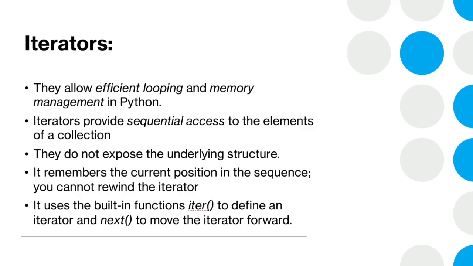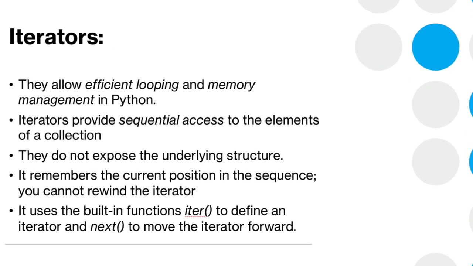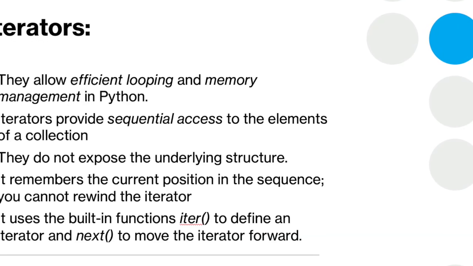Iterators provide sequential access to the elements of a collection. They do not expose the underlying structure. It remembers the current position in the sequence. You cannot rewind the iterator. It uses the built-in function iter to define an iterator and next to move the iterator forward.